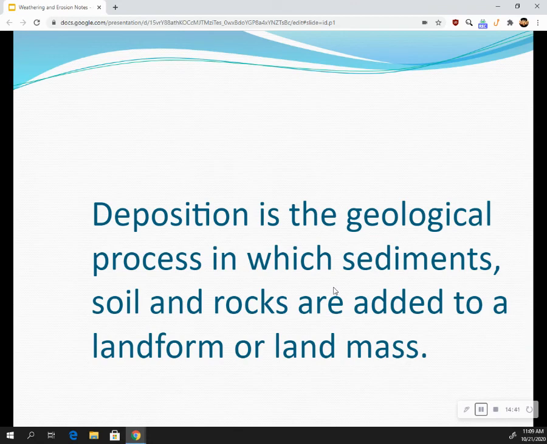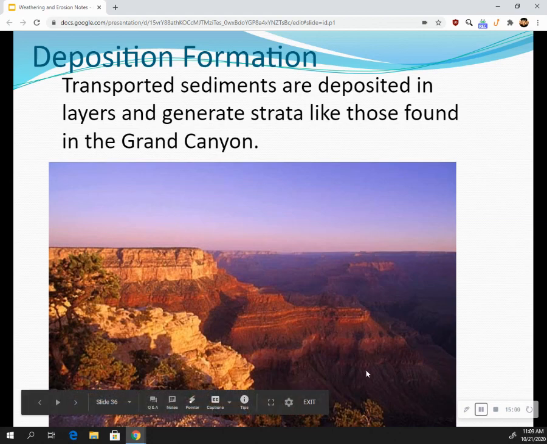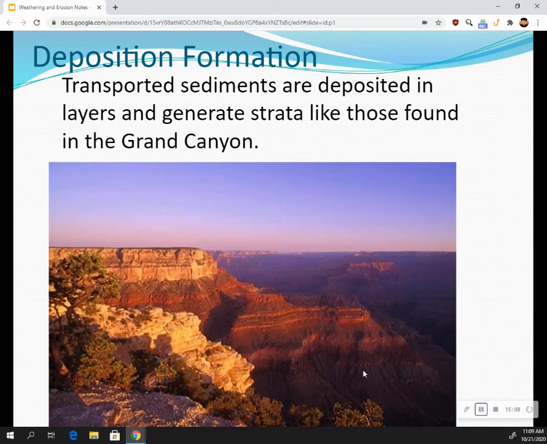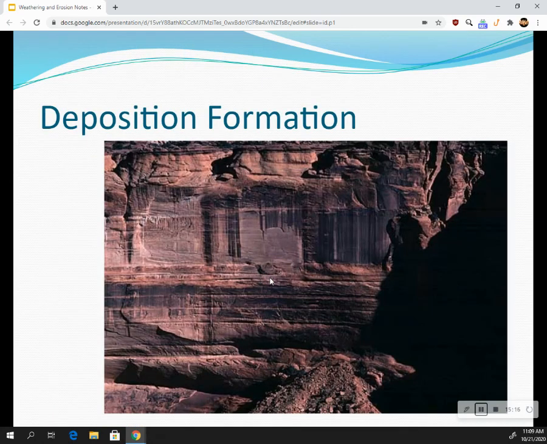Deposition. This means that we're taking sediment and moving it into something else, or adding it to a new landform or mass. So it creates something new. Deposition formation is transported sediment from one spot deposited in layers somewhere else. You can even see how we use it for time: the older a rock is, the further down it is, or the older fossils are, the further down they will be. That shows us time. So the strata of the soil shows us how old objects are, and the deposition formation is what we call the strata.